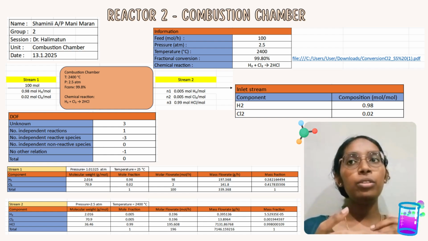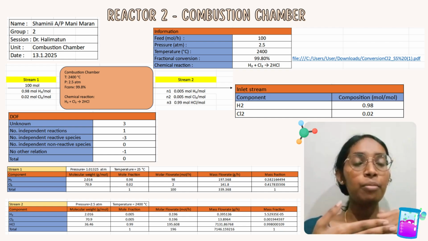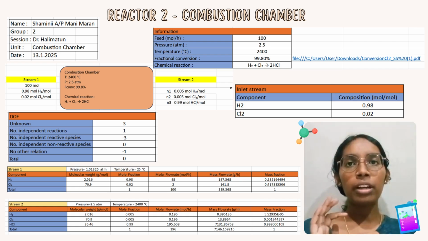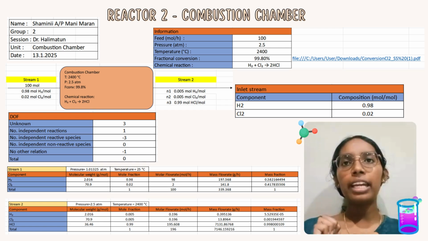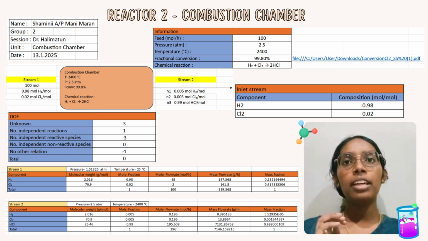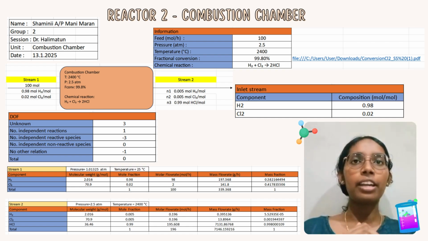In stream 2, since it has the same molar composition for H2 and Cl2, the molar flow rate is the same for both, 0.196 and 0.196, and we will get the molar flow rate for HCl as 195.608, and the total is 196. We can double check it by using the mole fractions, which they have given also.